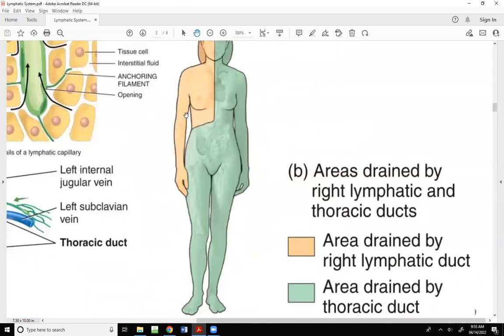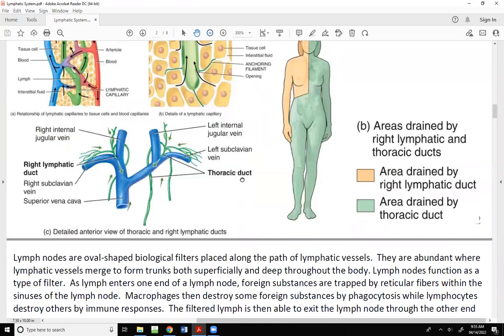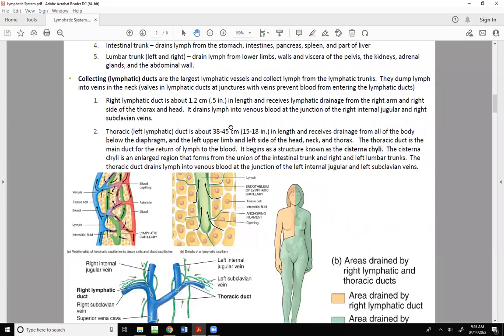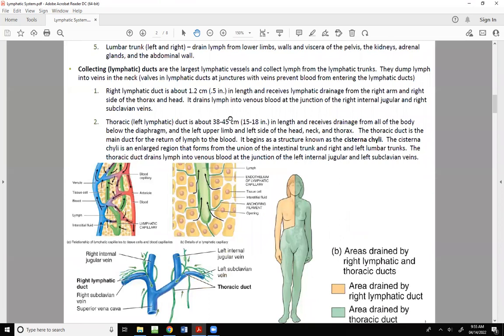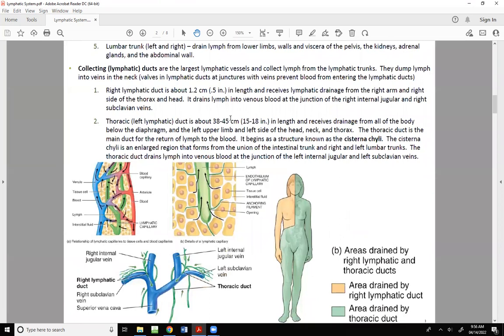Okay. The yellow area is the area drained by that right lymphatic duct. Okay, so it's only draining, I don't know, maybe like 15–20% of the body. Okay, and therefore is not the main duct for returning lymph to the blood. The main duct for the return of lymph to the blood, and I would highlight that just like I am right there, is the thoracic duct or left lymphatic duct. Much longer, not a half an inch, but actually 15 to 18 inches in length, 38 to 45 centimeters.